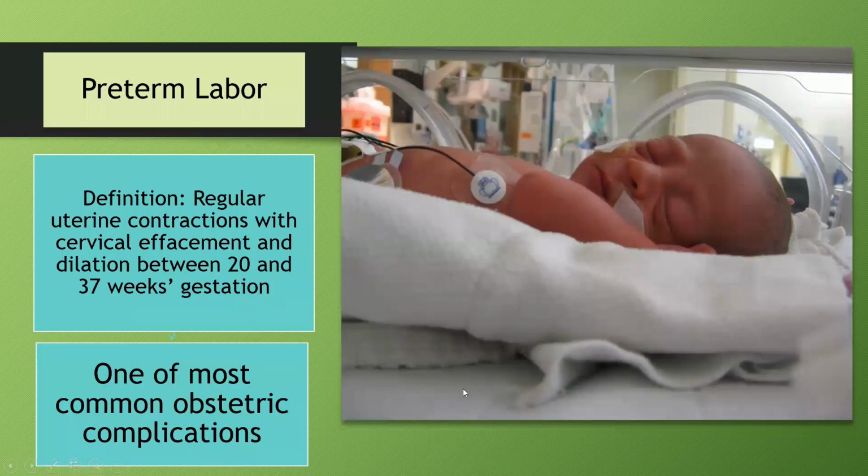Now we're going to switch gears a little bit and talk about preterm birth. The definition is uterine contractions with cervical effacement and dilation between 20 weeks and 37 weeks gestation. It's one of the most common obstetric complications, and unfortunately, we still do not know what causes it.